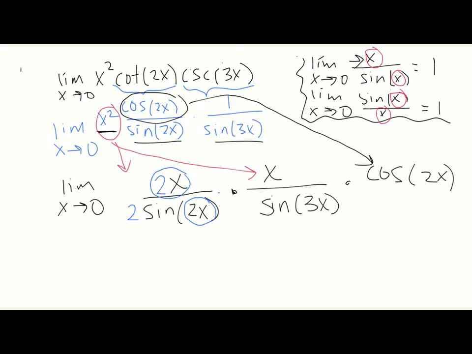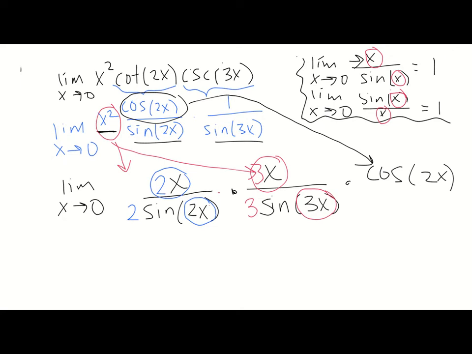And then same thing with this second fraction. So here our argument is 3x, so we need a 3x on top to match that. Well, that means that we need a 3 on the bottom as well, because that's like multiplying by 3 over 3.